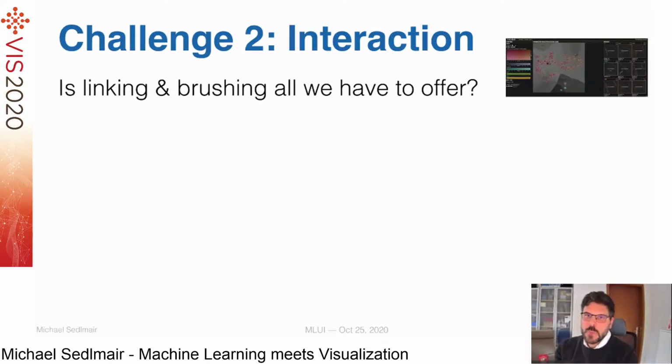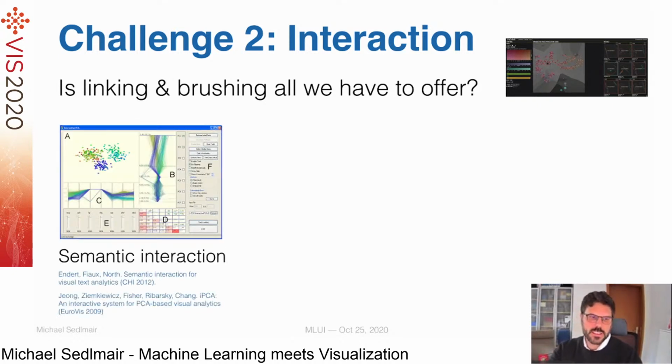Okay, so with that in mind, human data interaction puts interaction, of course, at the very center of what we're talking about here. The typical question I like to ask is, is linking and brushing really all we have to offer? And I think no, there are great things, like Alexander, he's also on this call today, and they did work on semantic interaction, which I love. There's also Remco Chang's iPCA, great stuff, where you interact with these visualizations with direct manipulation, and by doing that you can change the model behind it.